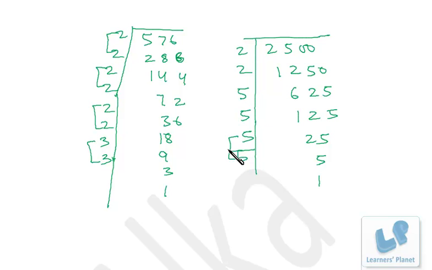Okay, so one pair of 5, one pair of 5 and one pair of 2. So we are not left with any number extra over here. That means 2500 is also a perfect square number. Okay.